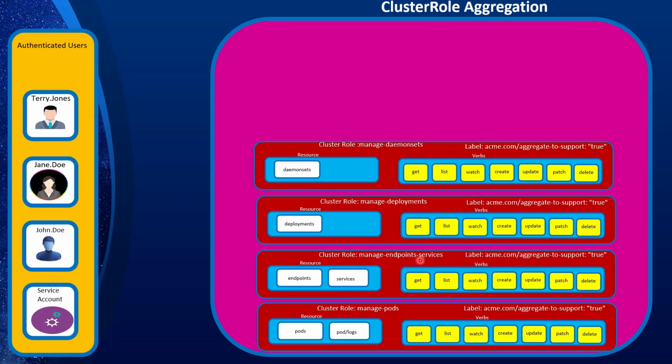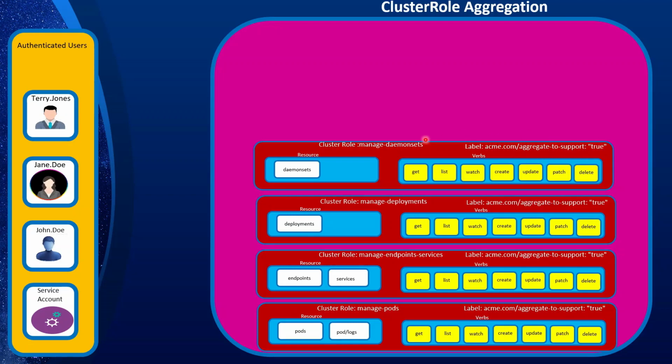We have another one called manage endpoints and services, and the resources it includes are endpoints and services. And again, these are the verbs or permissions that are assigned to those resources. And then note that we assigned the exact same label that we assigned to the previous one, and so on. And this one is called deployment, and the same thing, with the same label. And finally a daemon set, called manage daemon set. This is for managing daemon sets, with all the permissions assigned to it. And again, we assign the exact same label to it.